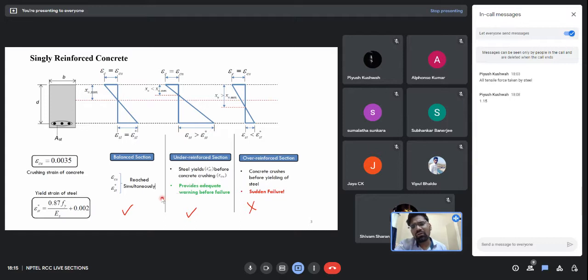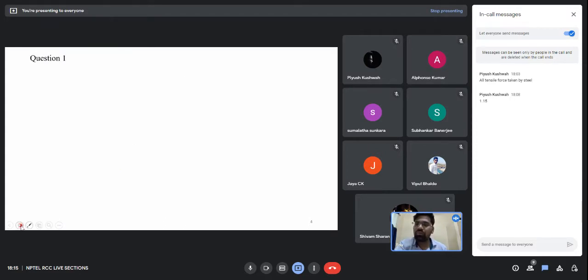Or at worst, we can go for a balanced section. That is, the strain in concrete as well as in steel reach their limits simultaneously. Here I have shown you the crushing strain of concrete and the yield strain of steel. So I think this is very clear to you. Now let's move on to the first problem of today's class.